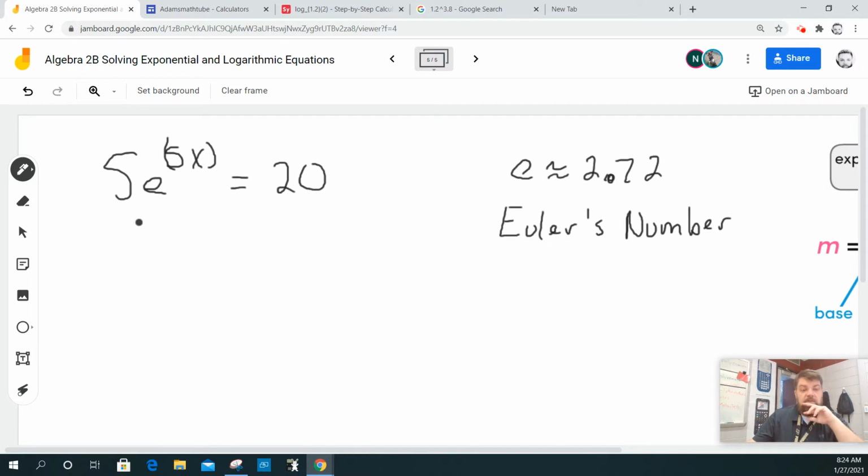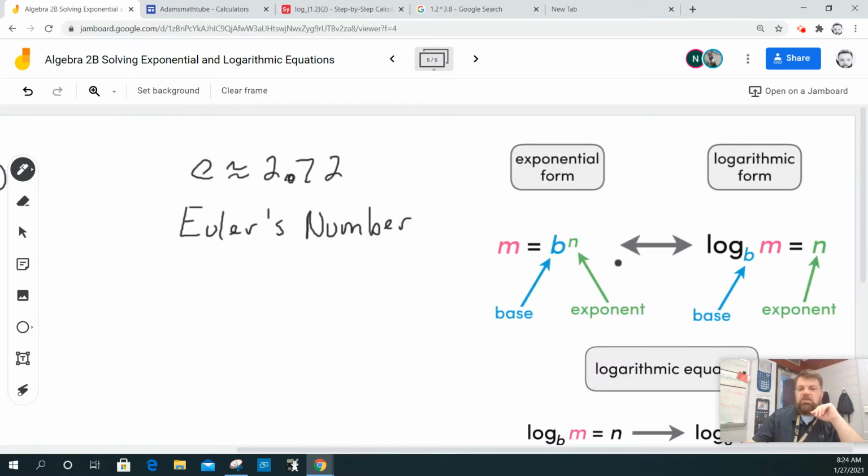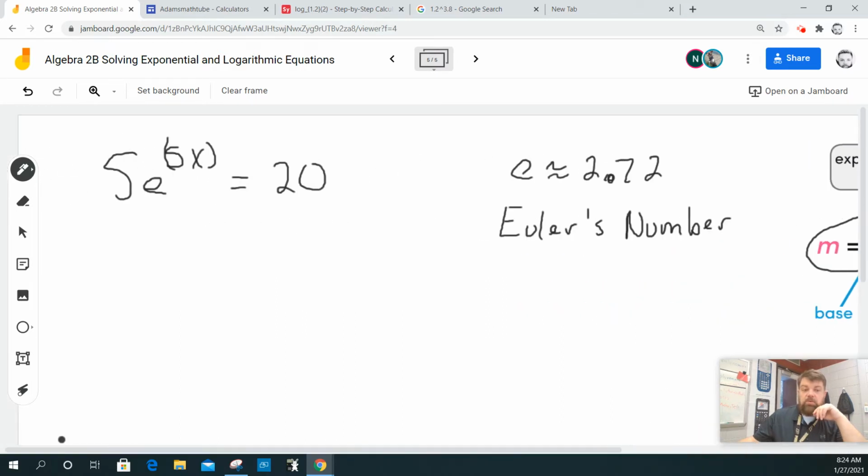Anyways, so what I want to do is, if I can make it look like this, then I can convert it to a log and enter it in a calculator and get the answer. Okay. So let's do that.